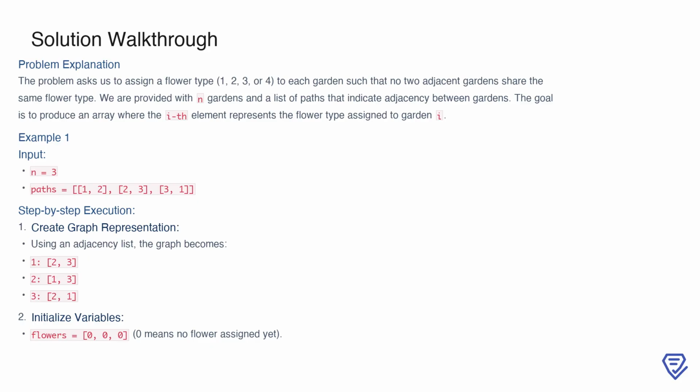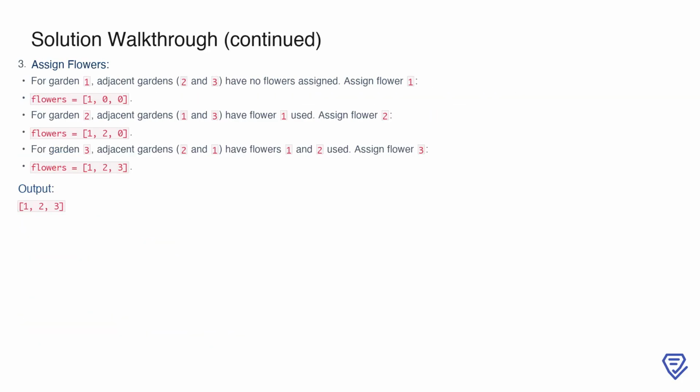For example, consider the input with 3 gardens and paths that connect gardens 1 and 2, gardens 2 and 3, and gardens 3 and 1. First, we represent the adjacency information in the form of a graph using an adjacency list. This gives us: garden 1 is adjacent to gardens 2 and 3, garden 2 is adjacent to gardens 1 and 3, and garden 3 is adjacent to gardens 2 and 1. We then initialize an array called flowers with all zeros, where 0 indicates that no flower has been assigned to a garden yet. Now, we begin assigning flowers to the gardens.